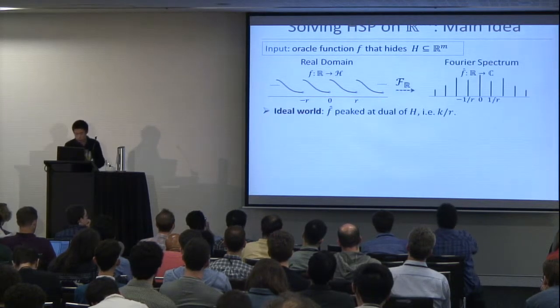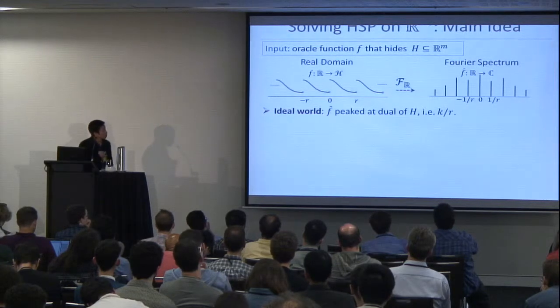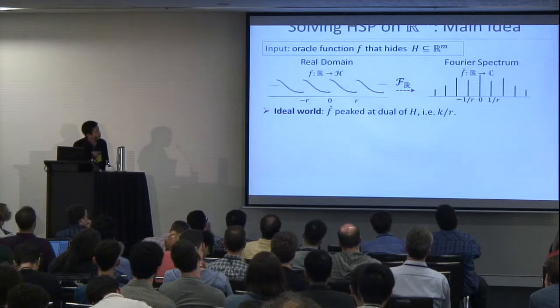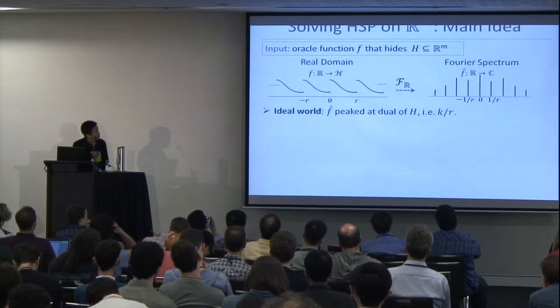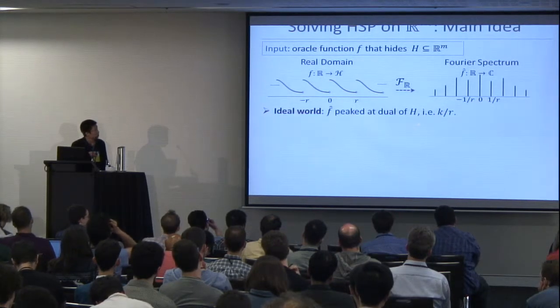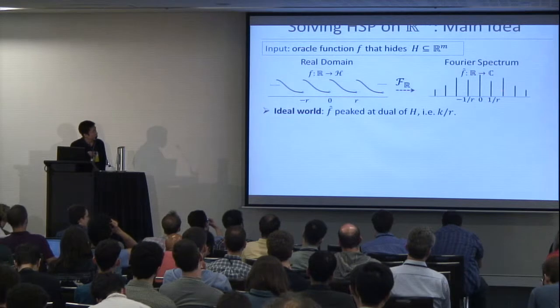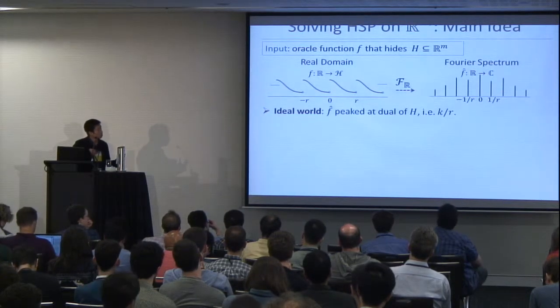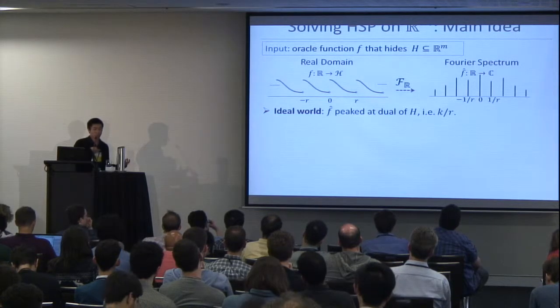By Fourier analysis, we know that in the Fourier domain, we get a spectrum that's peaked at the dual group. For example, in this case, we'll get multiples of 1 over R. So imagine if somehow we can sample from this spectrum, then it's conceivable that we can recover the dual group and also the original hidden subgroup.